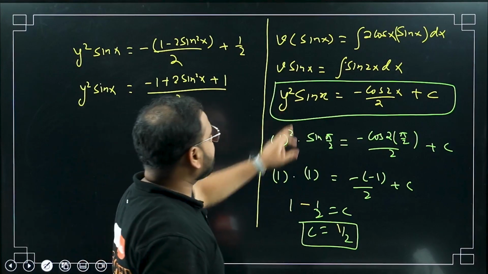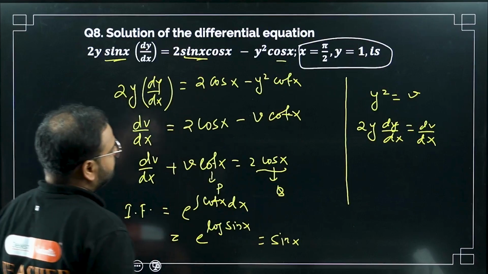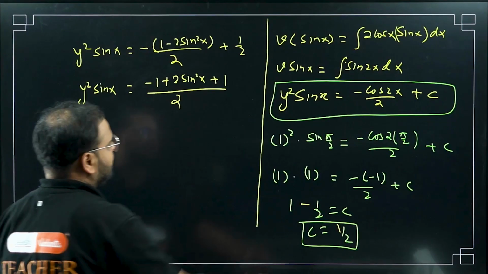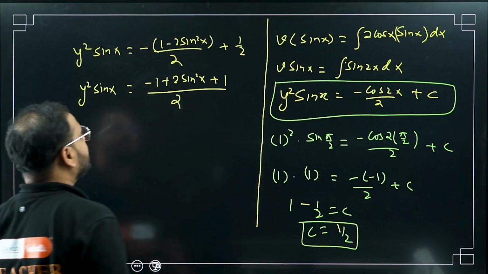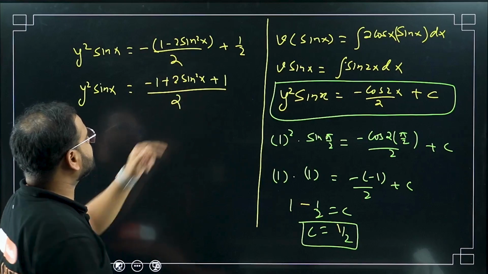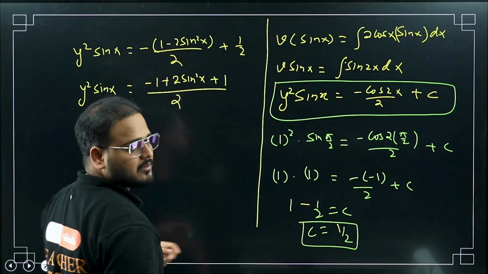So how did I get y square? Did I show you? Because I have taken y square as v. I have put the value of v as y square. So please check here. I have taken the minus sign inside, so minus 1, and minus and minus will become plus, so plus 2 sine square x, plus 1.